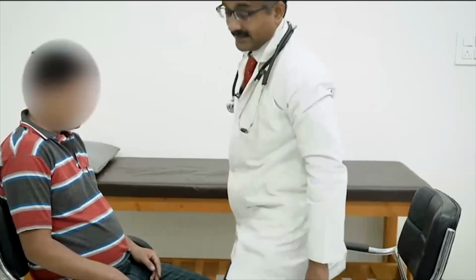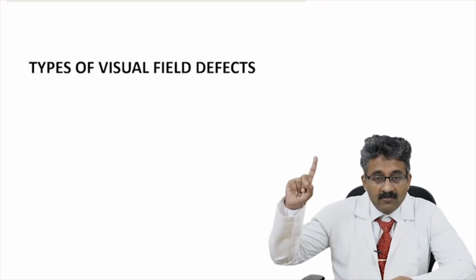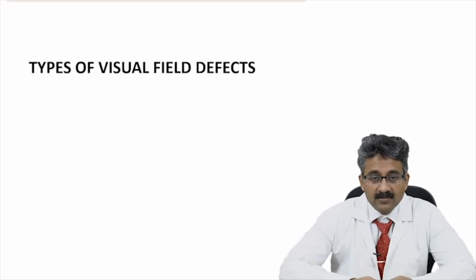This is the confrontation method. So dear students, you know how to examine the field defect by the confrontation method. It is maximum temporally around 110 degrees, inferiorly 75, and medially and superiorly around 60 degrees. Okay, now students, here I have told you how to examine the field defects.